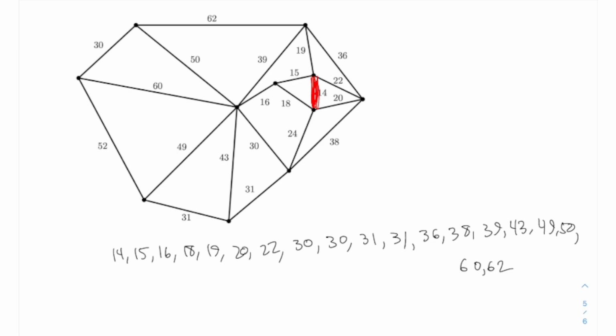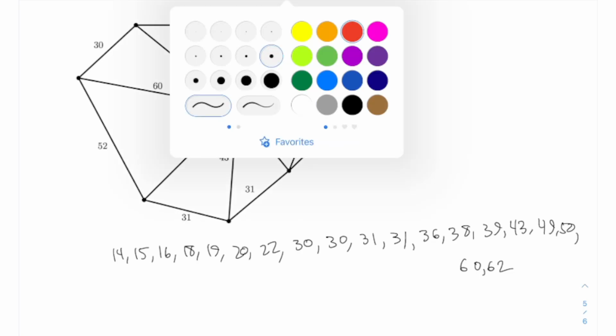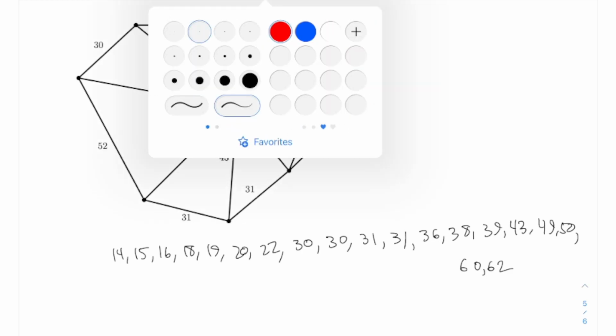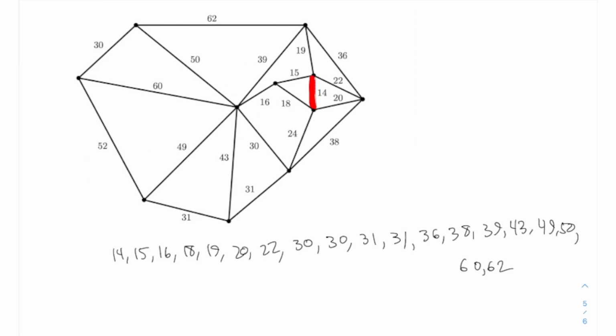I'm going to try and highlight them. Actually, I think I have a highlighter. I never used my highlighter on here. Look at that. Can you see that all right? It's a little faint. I'm going to scribble it instead. The big line. All right. So I picked that one first. That's the cheapest overall. And then the next one would be 15, which I can take without making any loops.